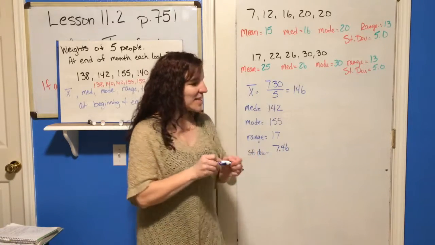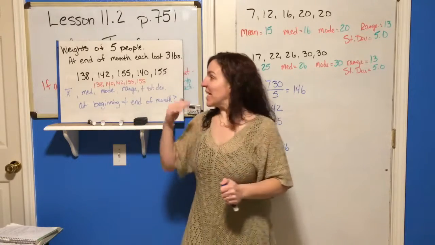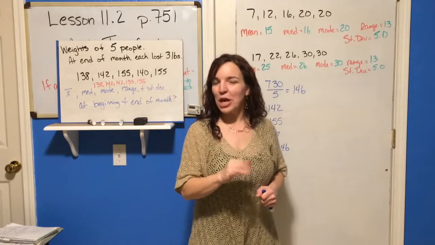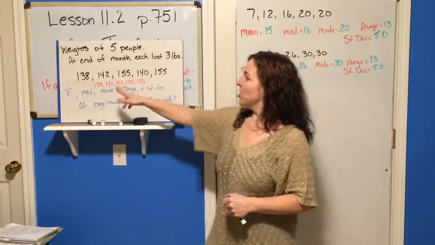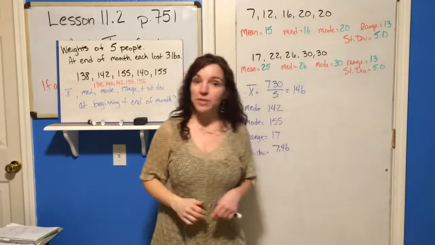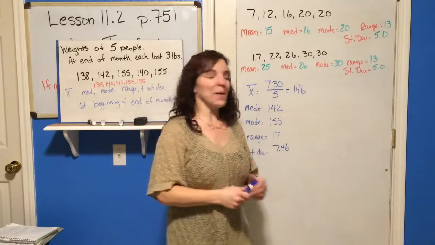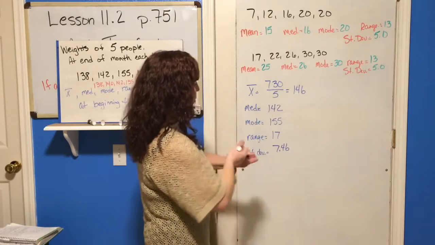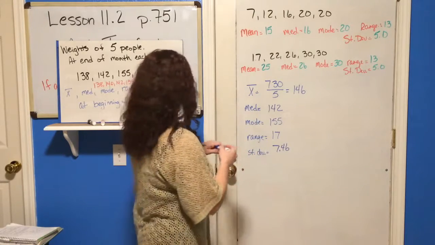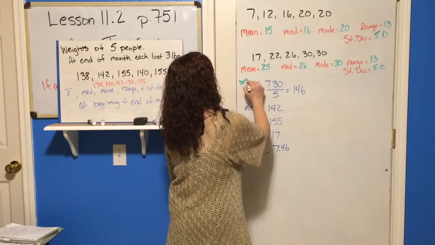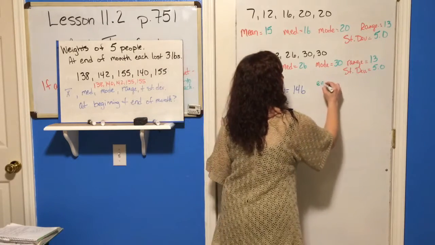Now, that's at the beginning of the month. Now, at the end of the month, each of them has lost 3 pounds. So here's your choice. You can either go in and change each of these by subtracting 3 and then work all of these problems again, or you already know that your range and your standard deviation are going to be the same. So this is after, so beginning and the end.